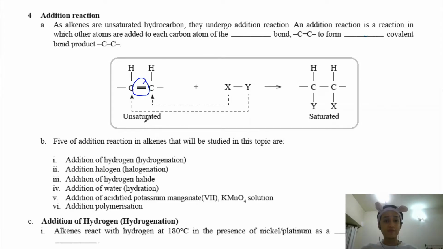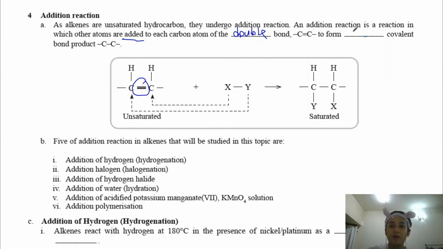So if they give you an alkene structural formula and you want to know where the reaction happens, you find where the double bond is first. Remember, all reactions will happen at the double bond. An addition reaction is a reaction in which atoms are added. That's why it's called addition, meaning you just add in the atoms. So where do you add in? You add in at the double bond.